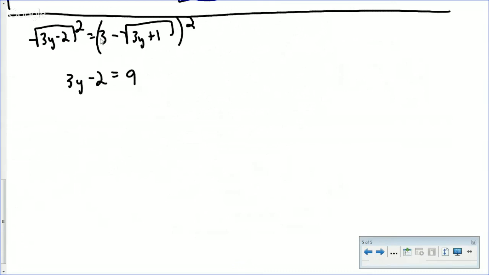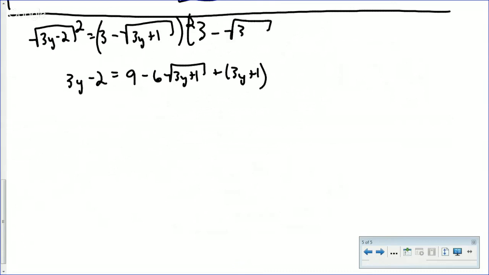So you've got 3 times negative radical 3y plus 1 times 2. So that's a minus 6 radical 3y plus 1. And then you square the last term. So we're squaring this radical. So plus 3y plus 1. If you can't figure that out, this square just tells you to FOIL it together or multiply it by itself. So you can do that, and you can do first, outside, inside, last.